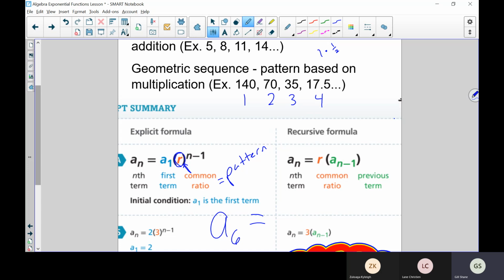So 17.5 times 1/2, which is what the pattern was. 70 divided by 140 is 1/2. I love this math. That gives me, what was it, 8.75. Yeah, so it gives me that. But is that the sixth term? That's not what I wanted. So what do I have to do? Do it one more time. So do it one more time. 4.375.